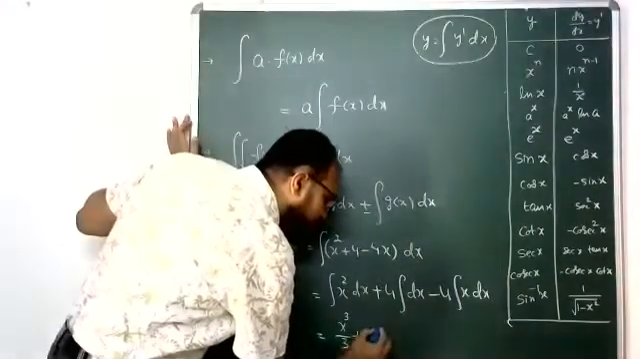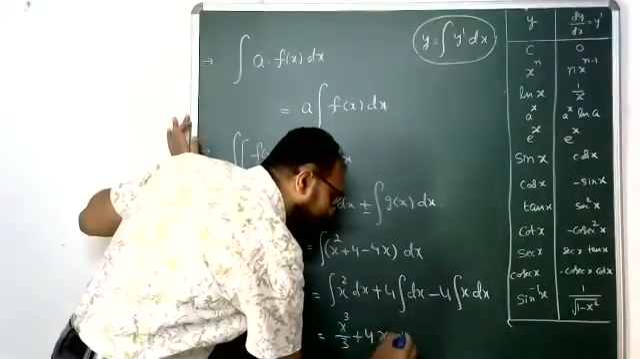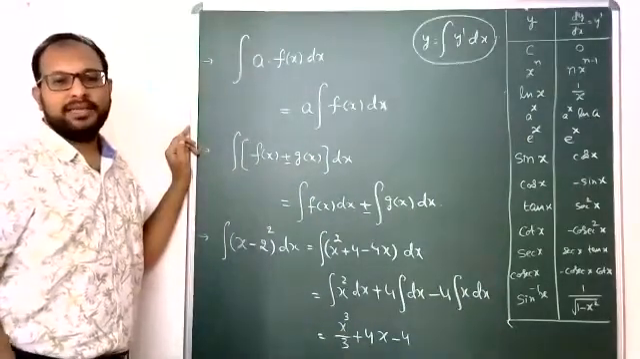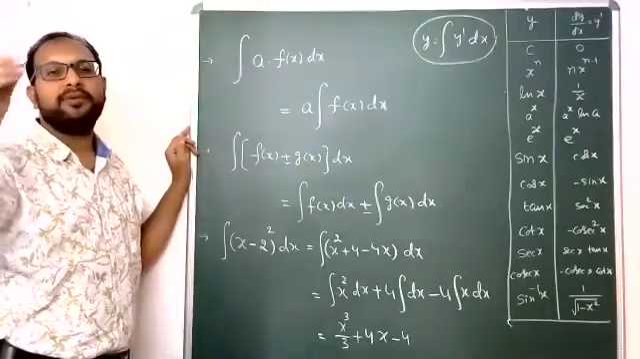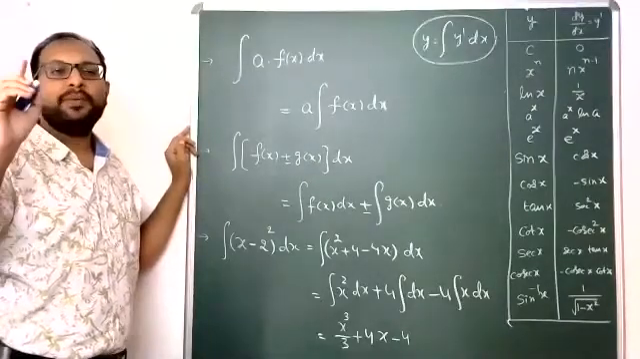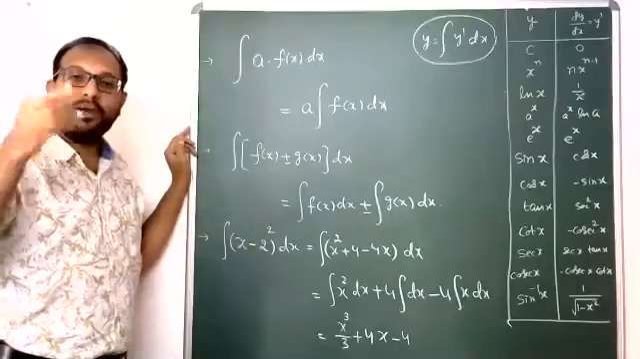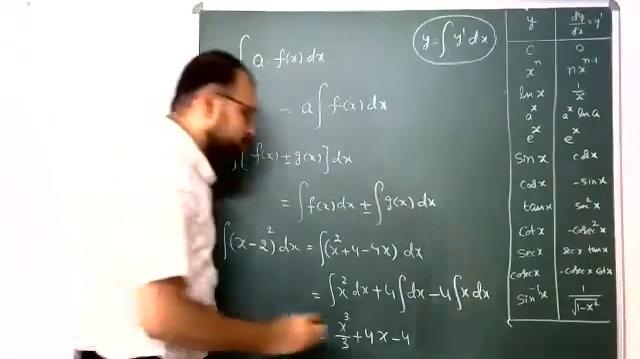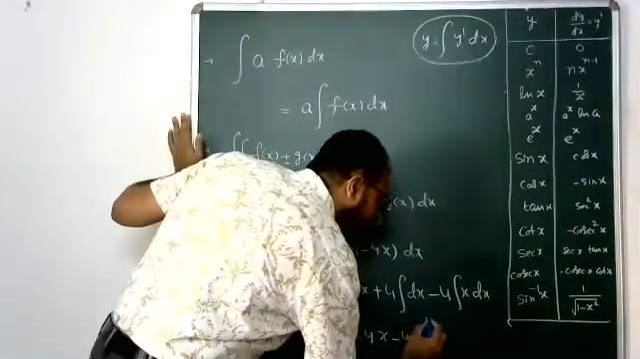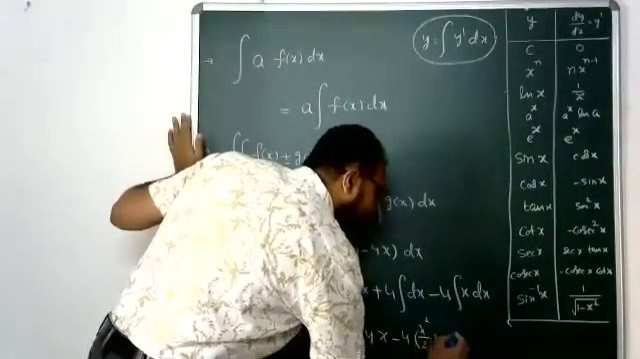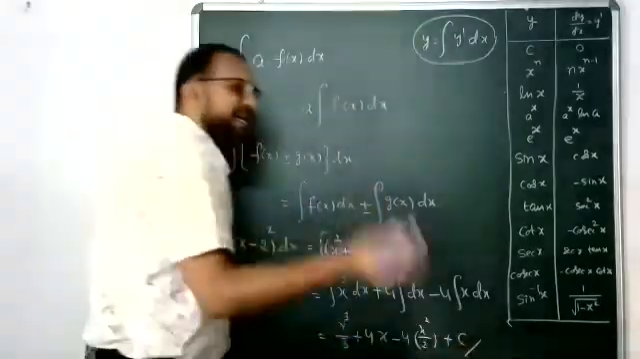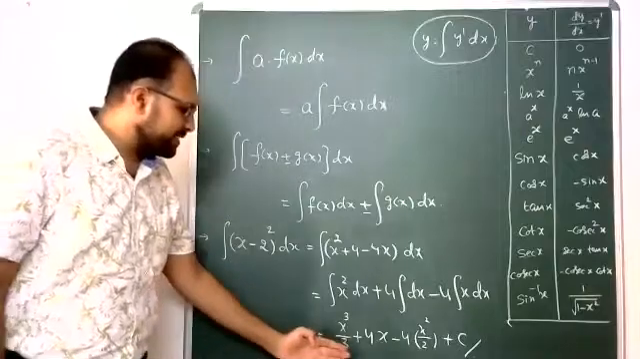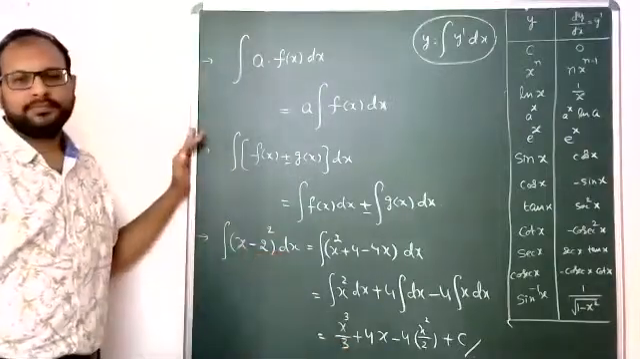So plus 4x minus 4 integral x dx. Yes, x dx means x to the power of 1 into dx. x to the power of 1, that is n equals 1: 1 plus 1 divided by 1 plus 1, which means x square by 2. Plus the last one, constant, mandatory because it is an indefinite integration. Yes, students, that is the answer.